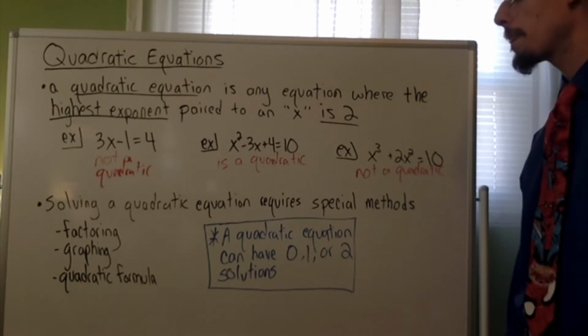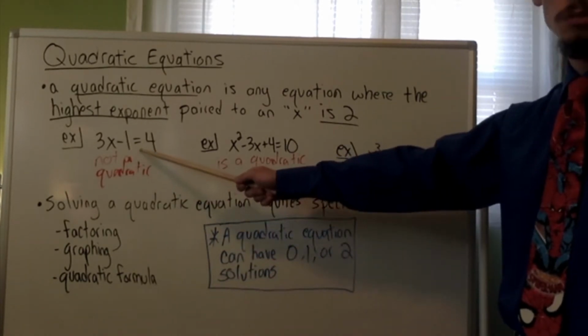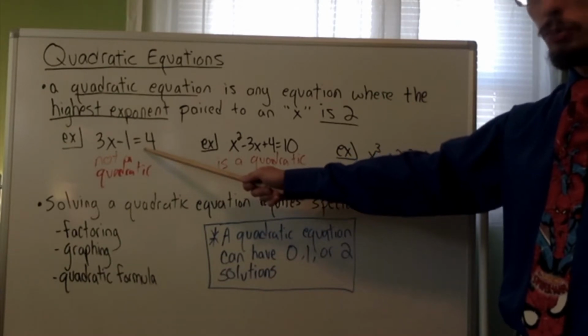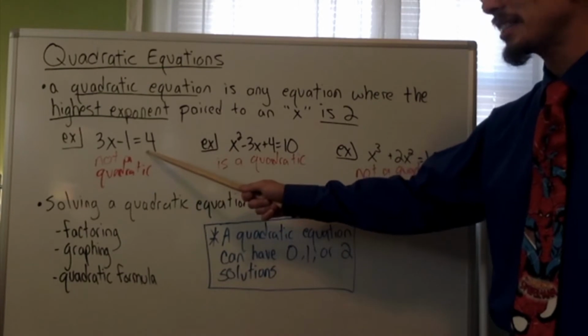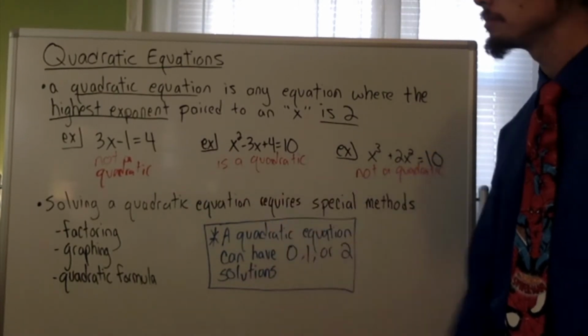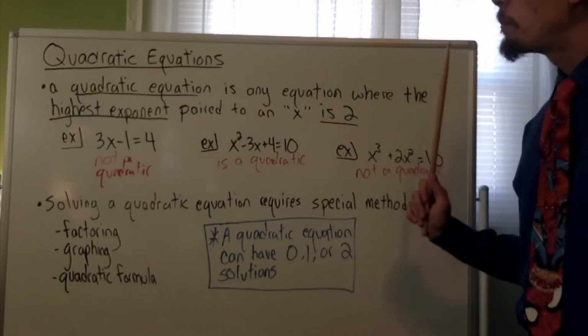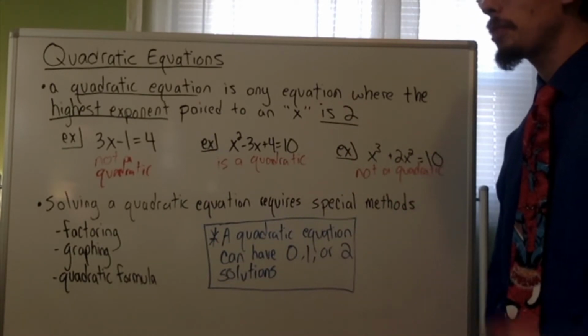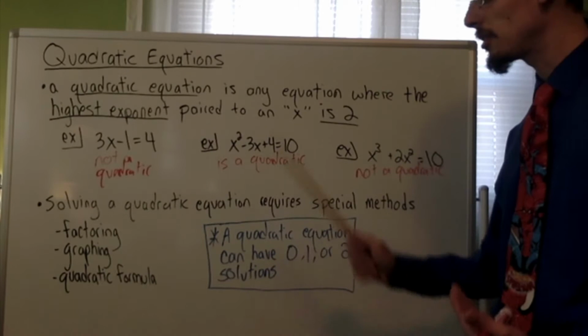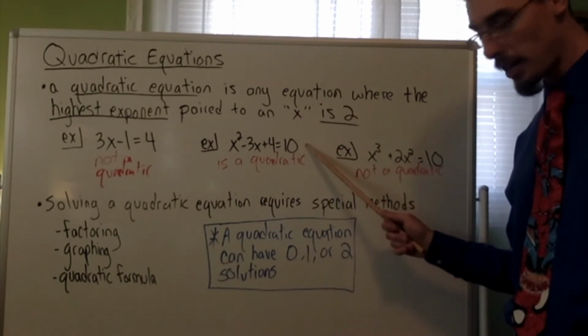Now, you should all know how to solve this one, right? 3x minus 1 equals 4. This is a linear equation. This is a general basic two-step equation. But you're not going to be able to use those same techniques to solve quadratic equations.